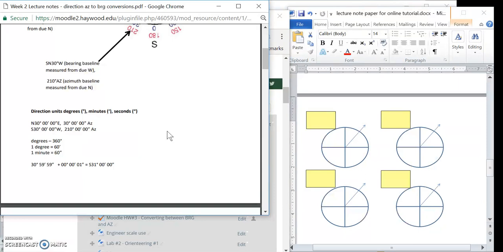With degrees, minutes, and seconds, degrees goes from 0 to 360. It can't go any higher. There is no such thing as a 361-degree circle. It's just overlapping itself.